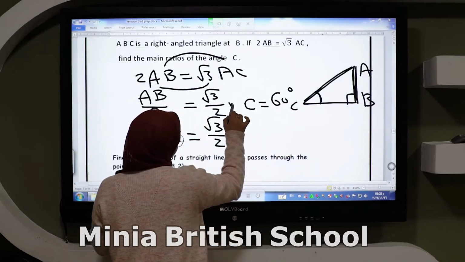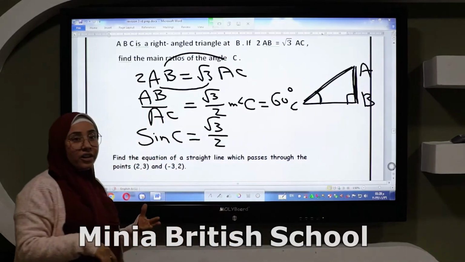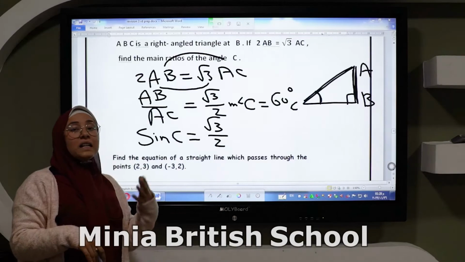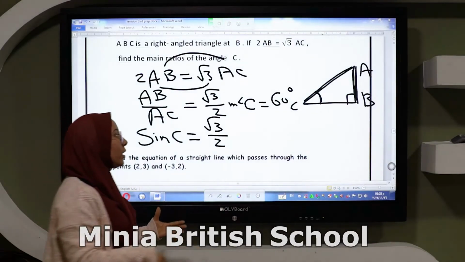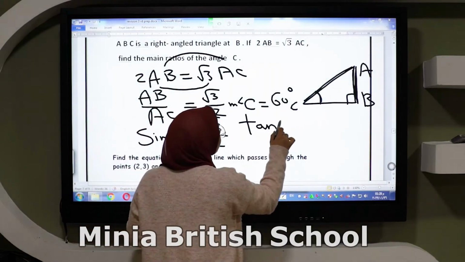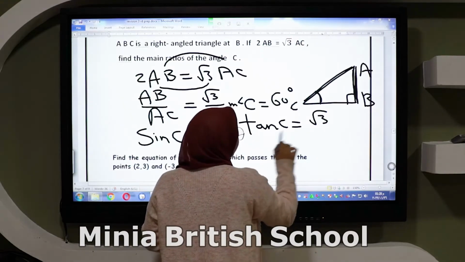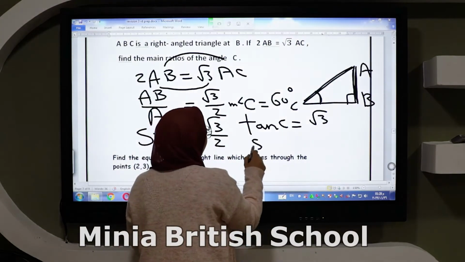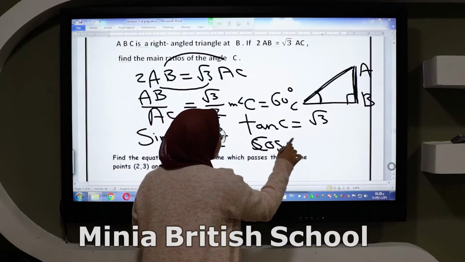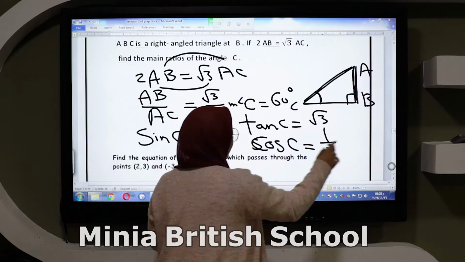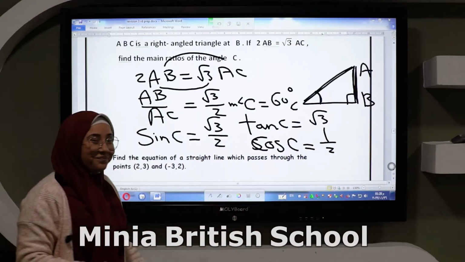Once it's measured, you can find tan C. Tan C here equals? Good. Tan C equals root 3, and also cosine C equals half. Clear?